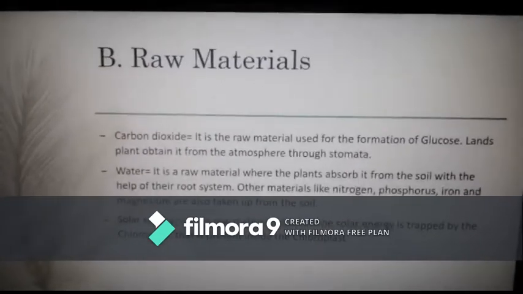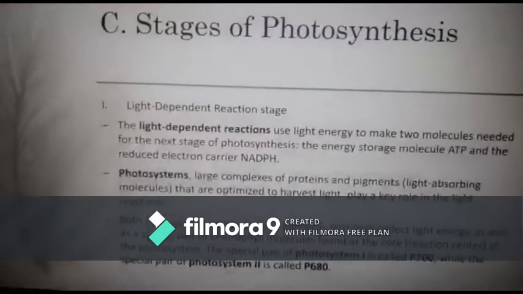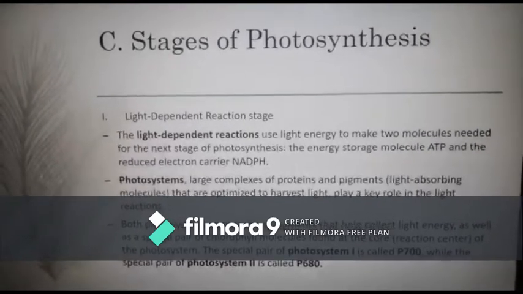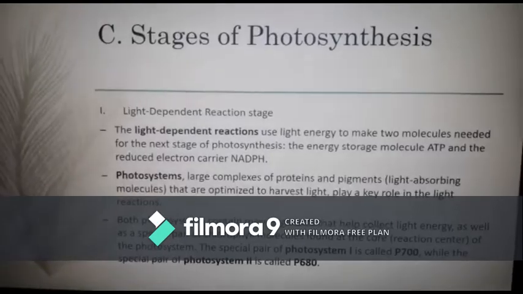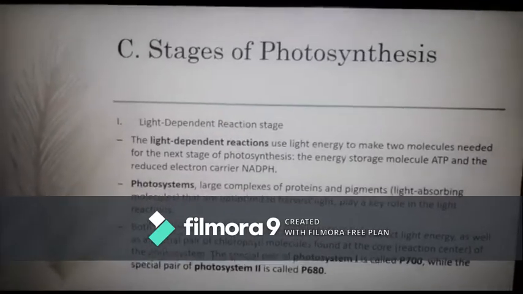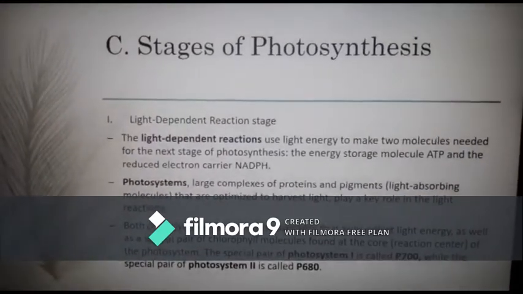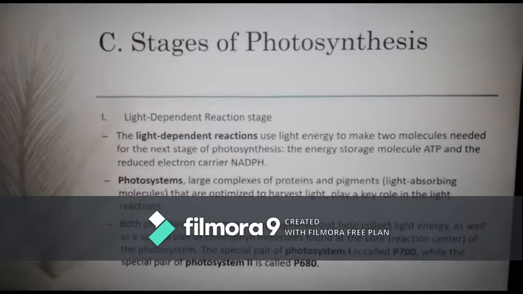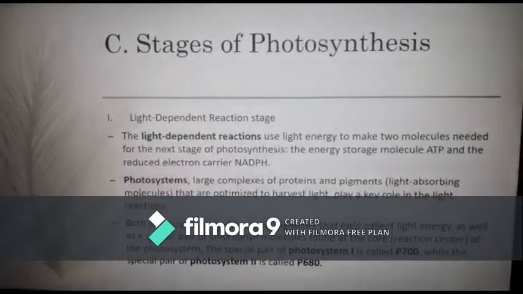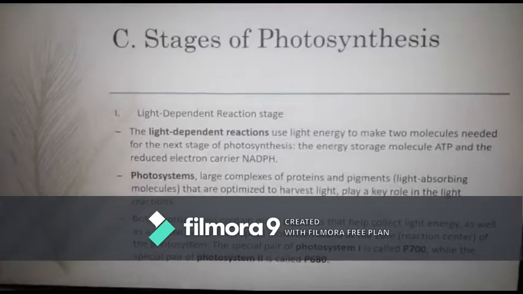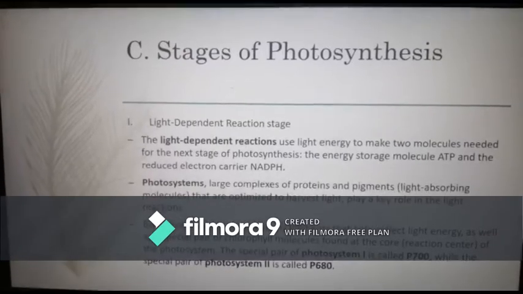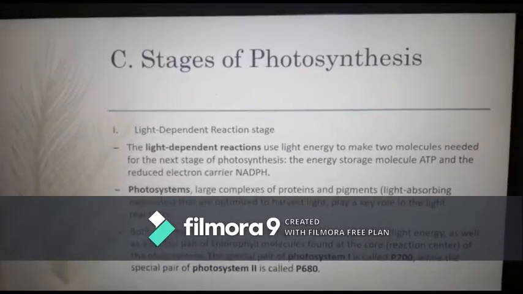Okay, and to the first one, the light dependent reaction stage. The light dependent reaction stage is the use of energy to make two molecules needed for the next stage of photosynthesis. The next stage of photosynthesis is the light independent reaction stage. So in the light dependent reaction stage, it uses solar energy, or simply the sunlight, and water to form ATP and NADPH, and also oxygen. And later on in the light independent reaction stage, the plant will use ATP and NADPH to make glucose.